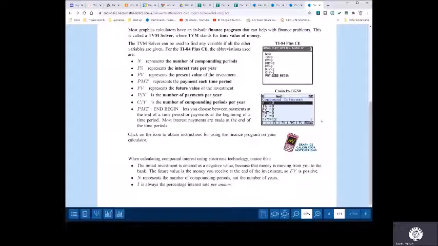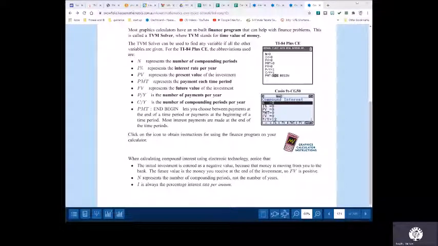P/Y is the number of payments per year, and C/Y is the number of compounding periods per year. Usually those are going to be the same value. If it's monthly, they'll both say 12. If it's quarterly, they'll both say 4, etc. A little note at the bottom: N represents the number of compounding periods, not the number of years, and I is always a percentage interest rate per annum, or per year.